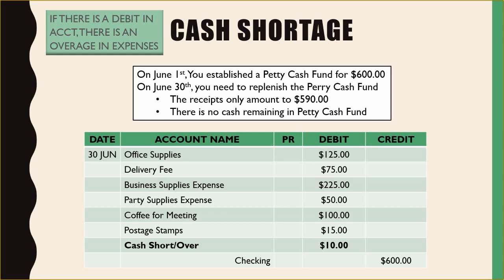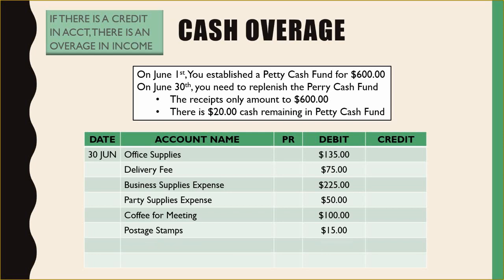So that's an example of a cash shortage. What about a cash overage? So same scenario, June 1st, you still have a petty cash drawer that you established at $600. And of course, at the end of June 30th, you're going to replenish the petty cash drawer. So here's what's in there. You have a total receipts of $600 and you have $20 cash left remaining in your register. Okay, so what are you going to do first is record all your expenses. So then what happened? Why is there now all of a sudden an extra $20 in your petty cash drawer?